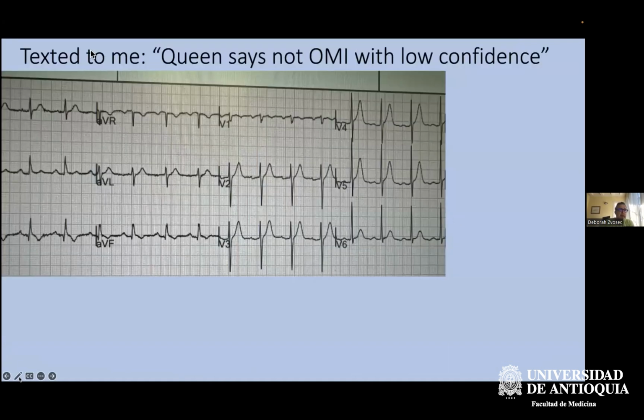This was texted to me one Saturday evening when I was at home. Queen says not OMI with low confidence. I looked at this, and these are very suspicious T waves for an acute LAD occlusion. Then I saw that part of the EKG is cut off.